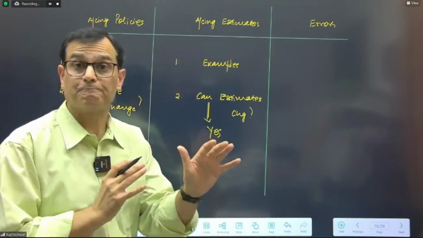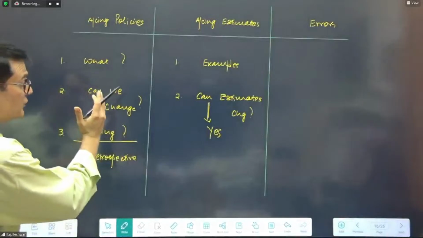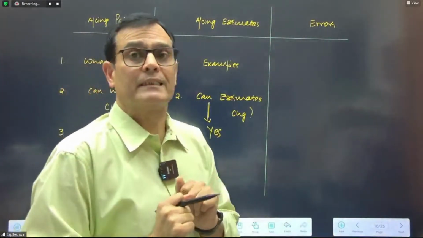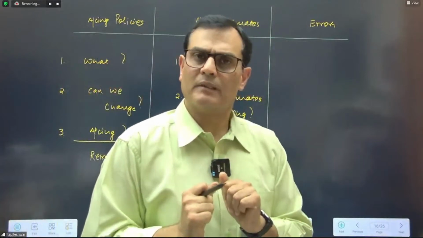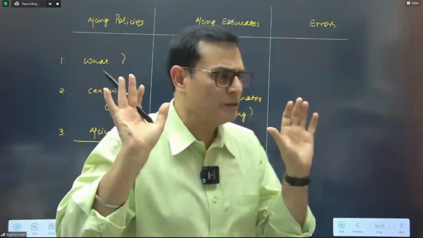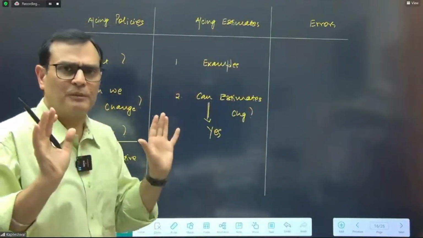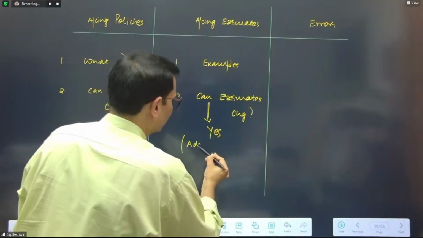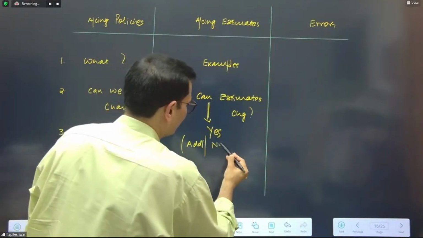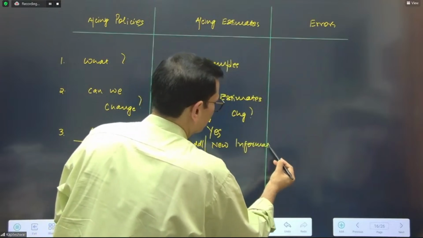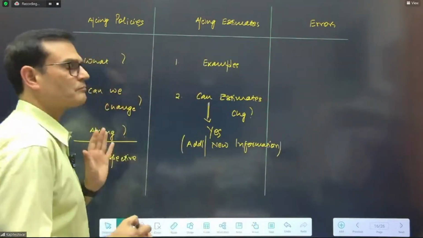Let me make it clear. A change in the accounting policy is allowed only in certain parameters. But estimates can undergo a change. There are no parameters for when you can change the estimation. The moment you get new information, the moment you get additional information, there might be a change which might be required in an estimation.